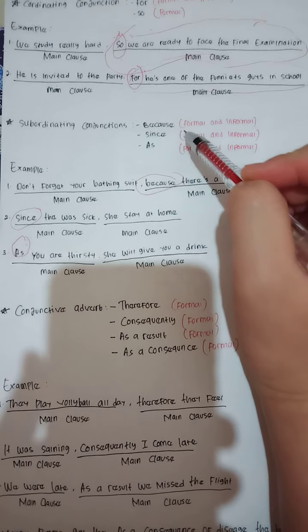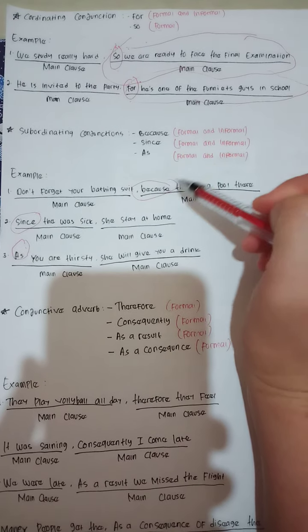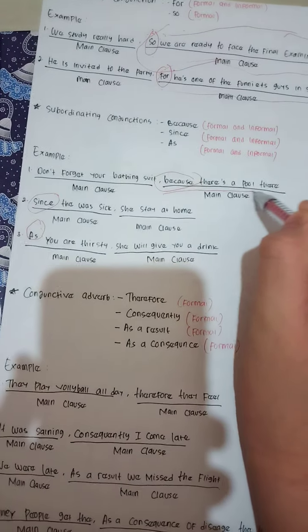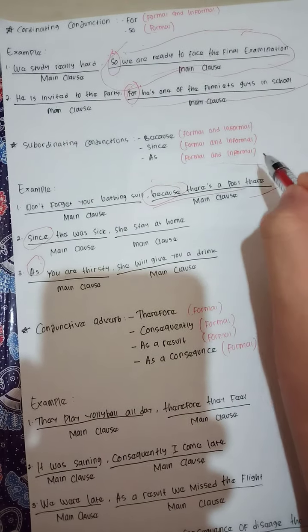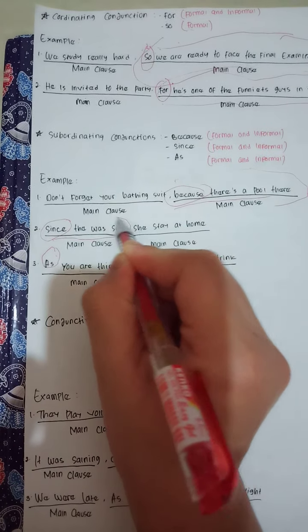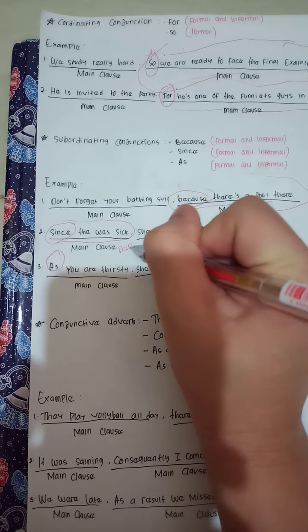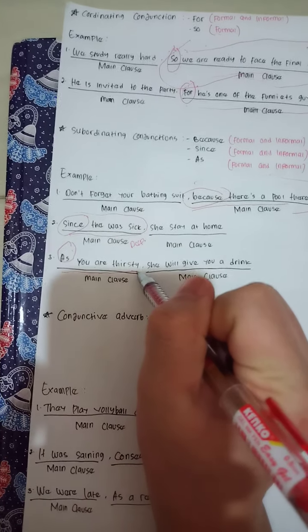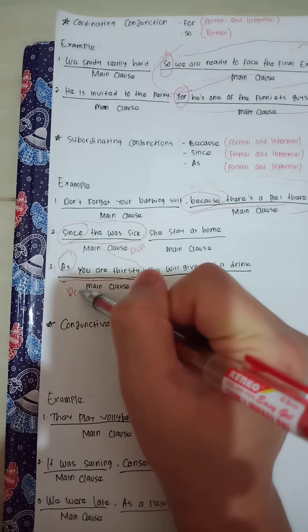This uses because, since, and as for cause, and this is independent, and this is dependent, and the third example is dependent.